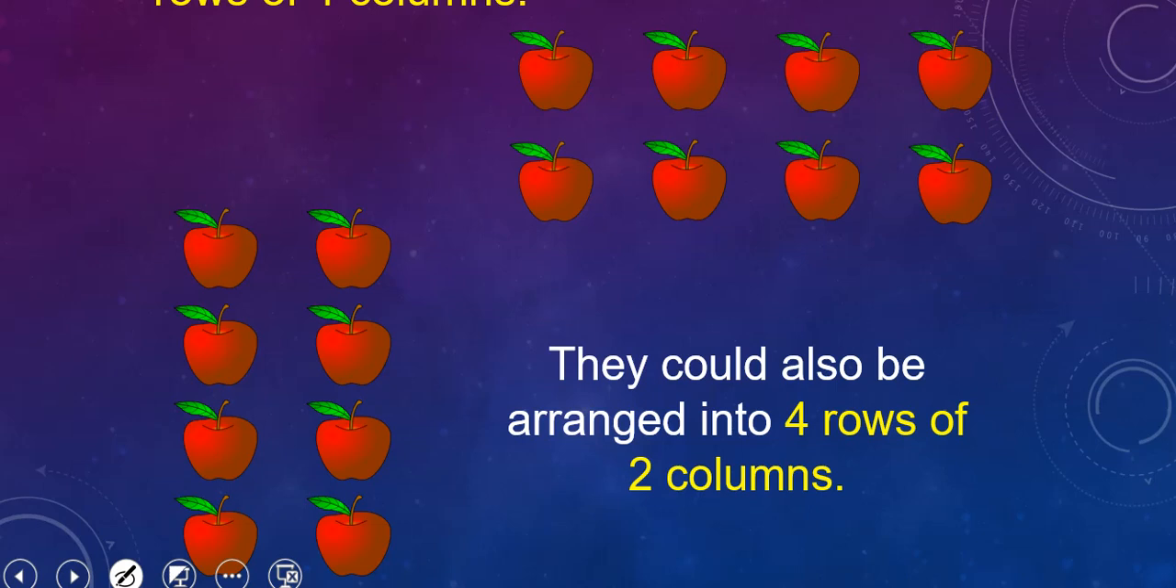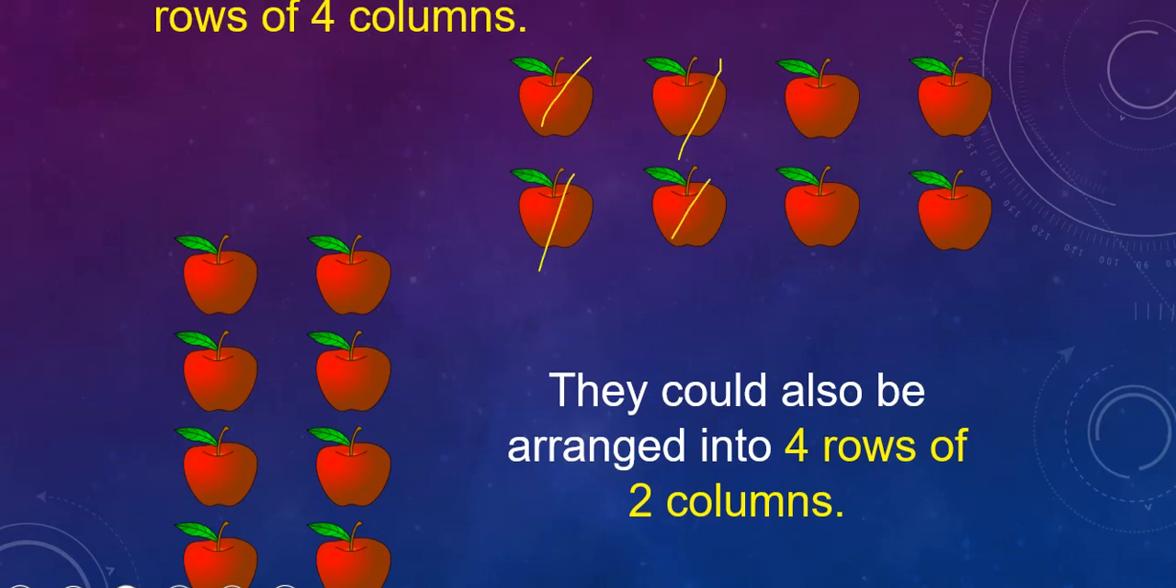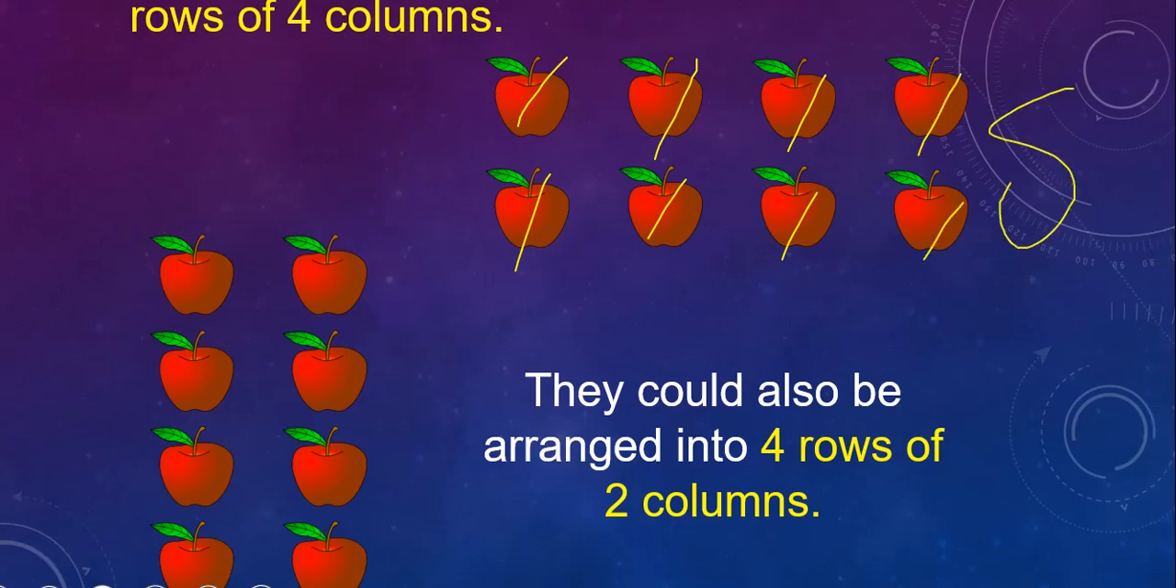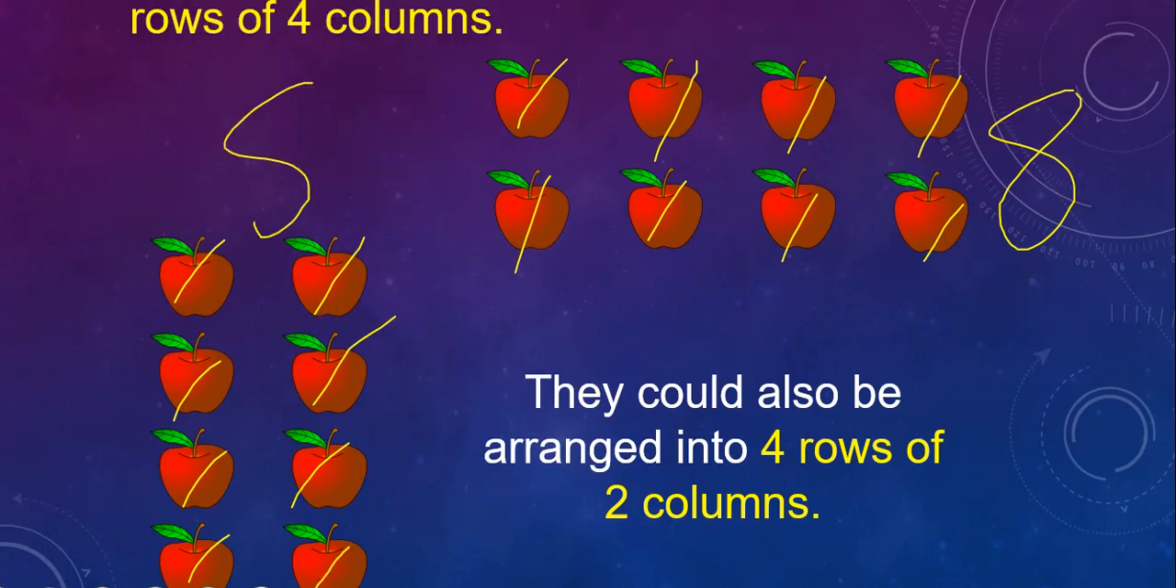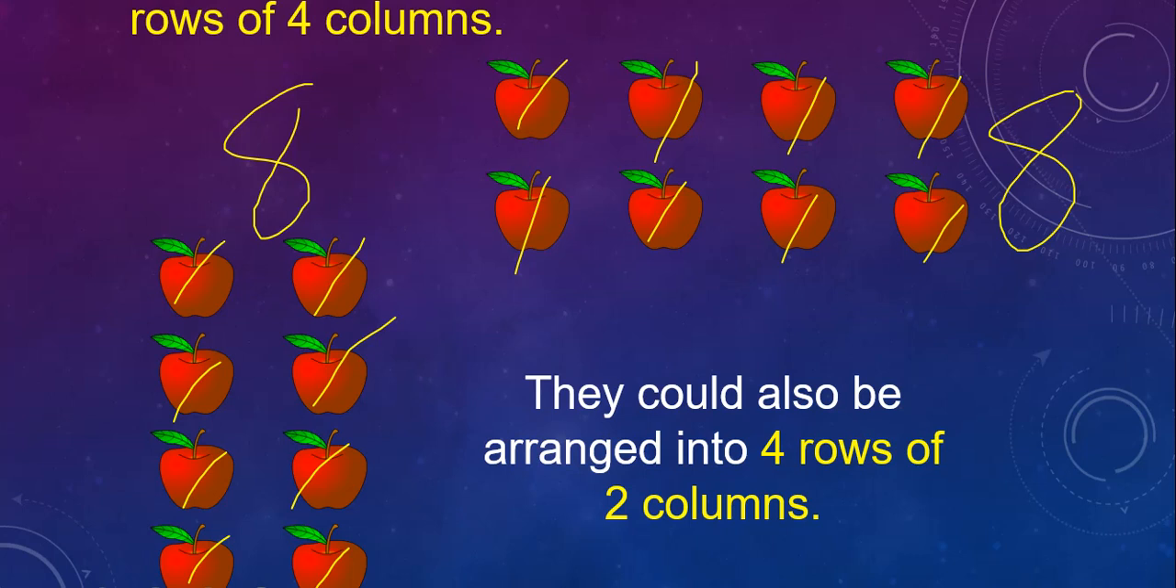An important thing to remember is that these apples have been arranged into 2 rows of 4 columns, but you can swap it around, so it could be 4 rows of 2 columns and there's still the same number of apples. There's 1, 2, 3, 4, 5, 6, 7, 8 in this one. 1, 2, 3, 4, 5, 6, 7, 8 in this one. Even though they are in different rows and different columns, it is still the same number of apples. They're just arranged differently.